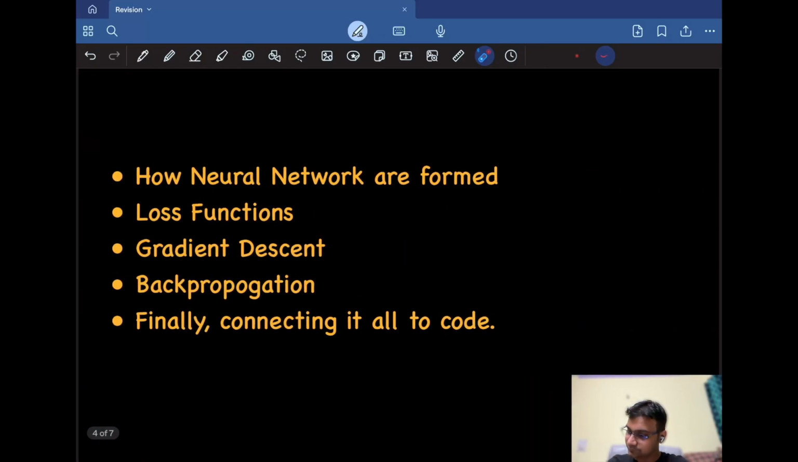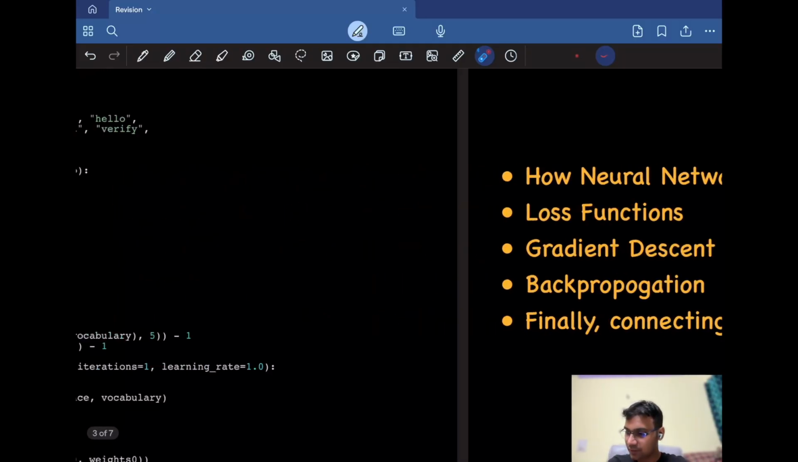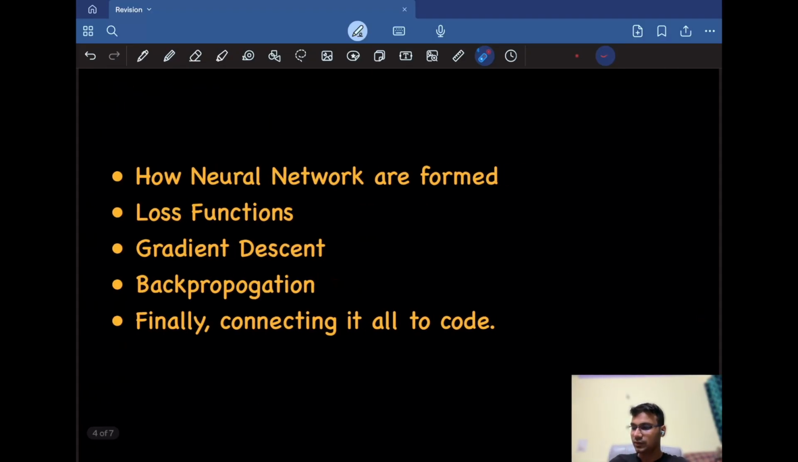Then the backpropagation concept. We will understand the calculus, the logic behind it, and how the error is propagated to the backward layers of the neural network. And finally, we will connect all these things, all the logic and concepts that we have seen, to our code. Okay, so let's start with the first thing: how the neural network is structured.